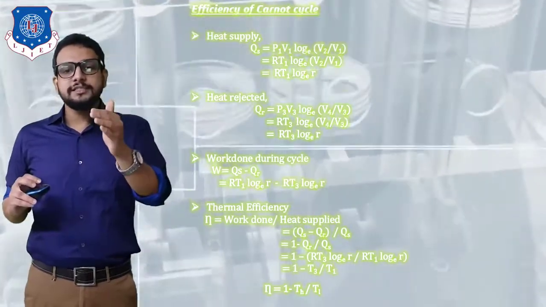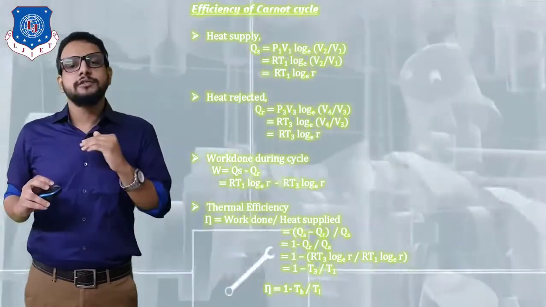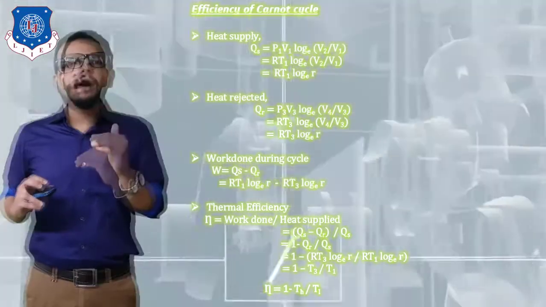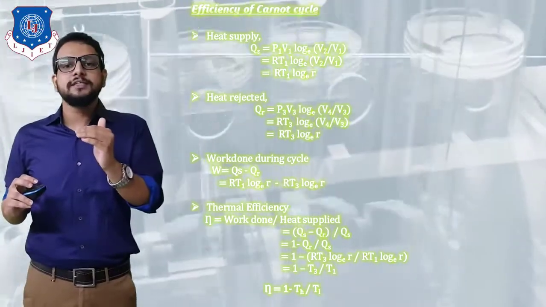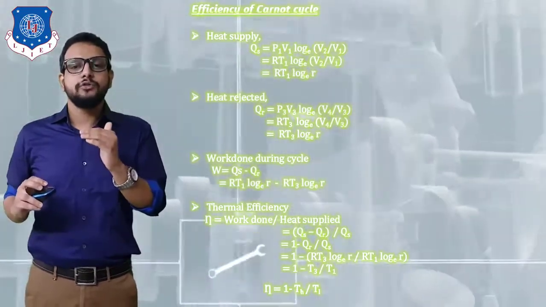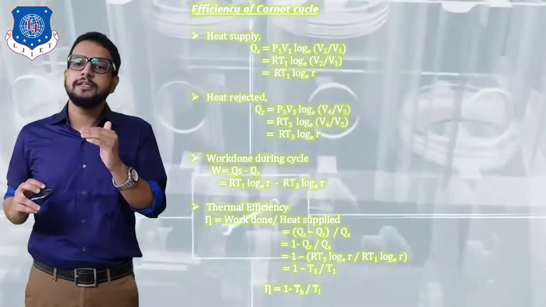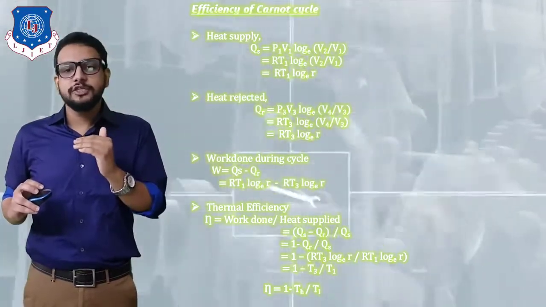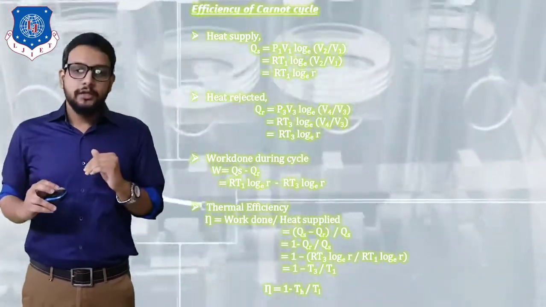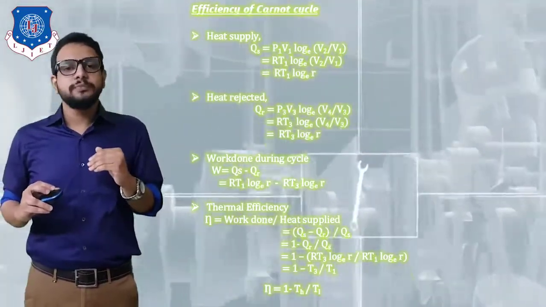Now in this step, I have substituted the values of Qr and Qs. So as you can see on your screen, I have written 1 minus, in a bracket, RT3 log r to the base e upon RT1 log r to the base e. So from this you can clearly see that R log r to the base e will get cancelled out. So the final equation is going to become 1 minus T3 by T1. So this is our final equation of efficiency for Carnot cycle.